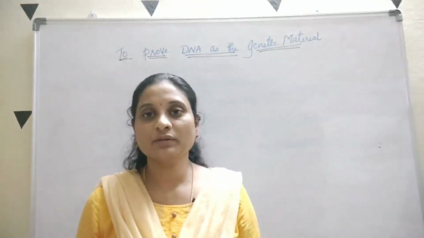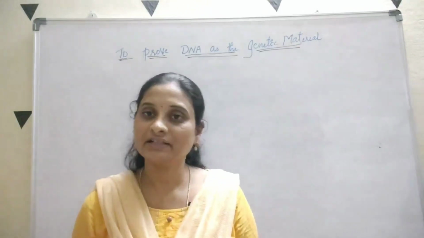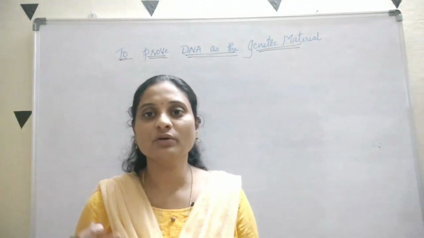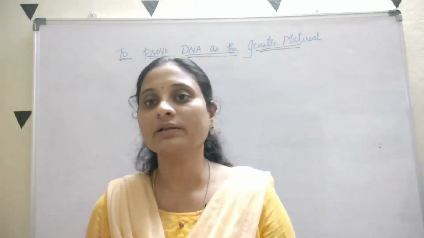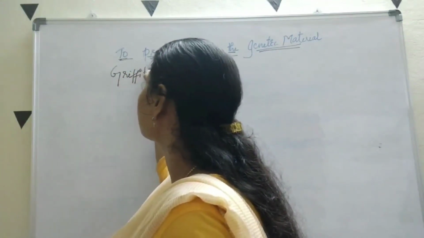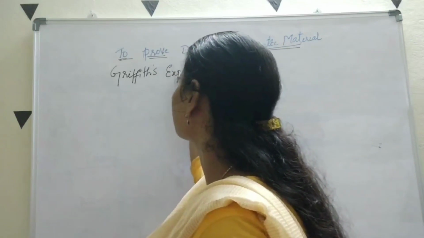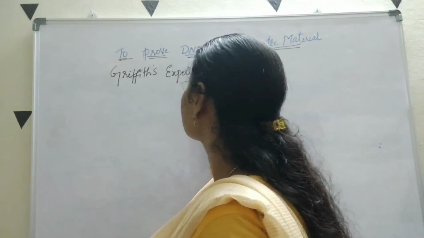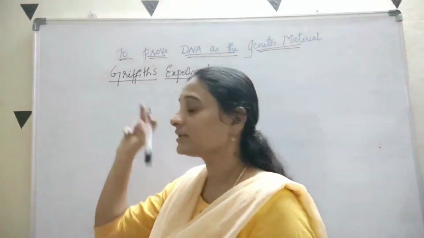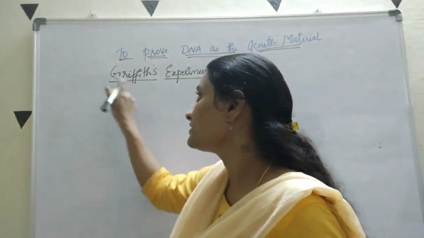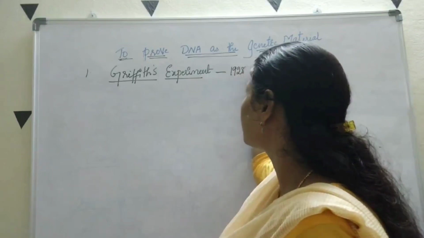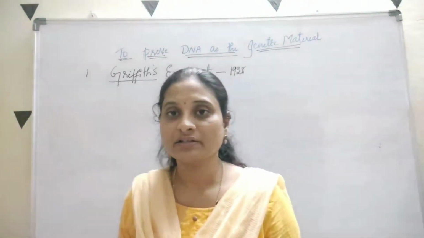We are starting with the experiments now, which were carried out to prove whether DNA is a genetic material or not. The first experiment, or the first step which proved whether DNA is a genetic material or not, is Griffith's experiment. He carried out his experiment in the year 1928.